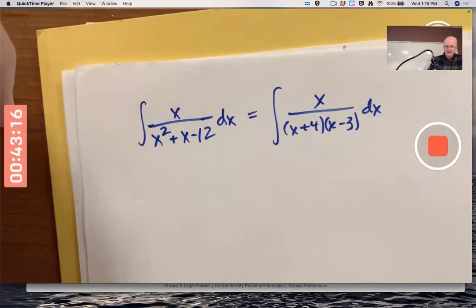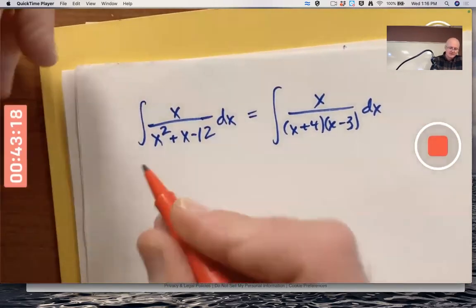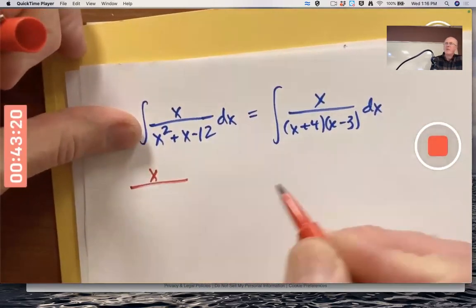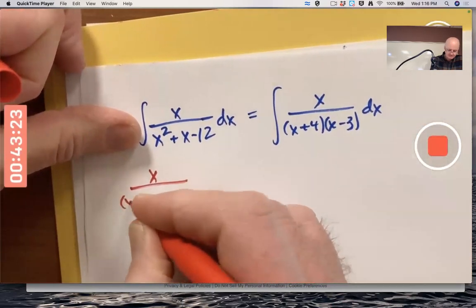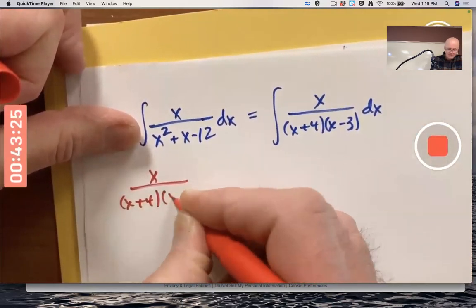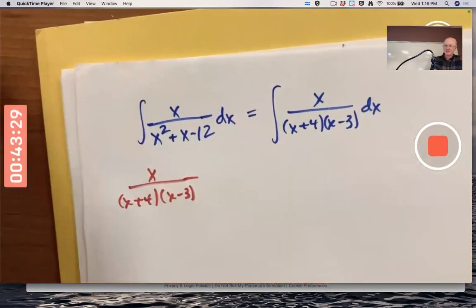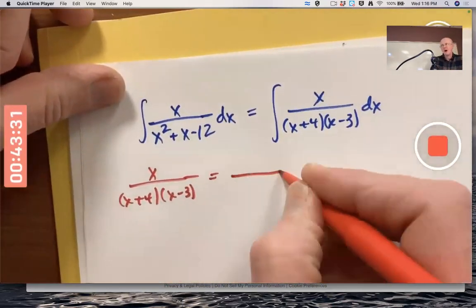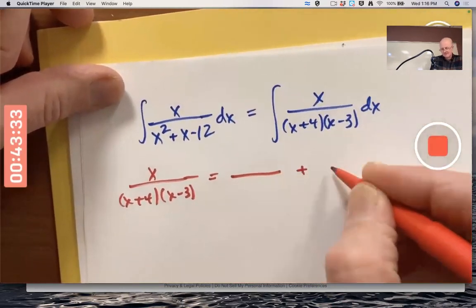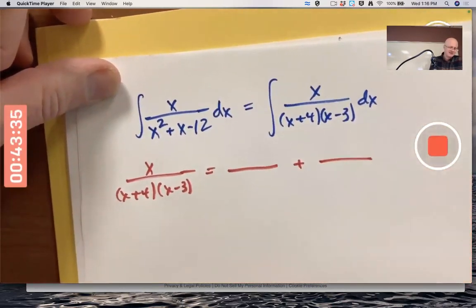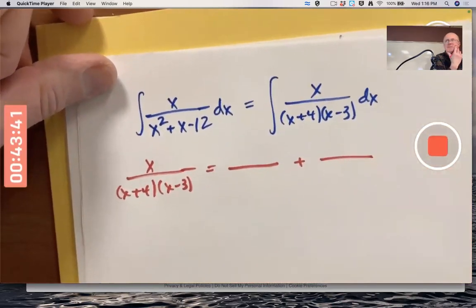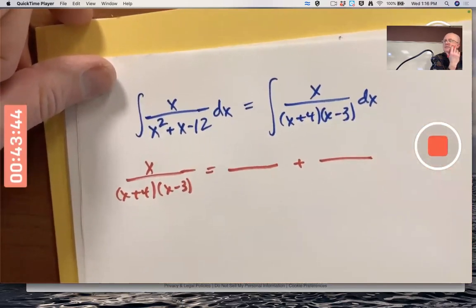So what is partial fractions? What we want to do is take this fraction and break it apart into two fractions that are simpler. Partial fractions. How? Can we reverse the steps of adding two fractions?